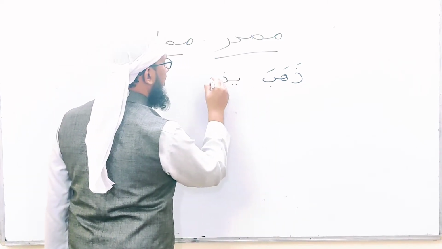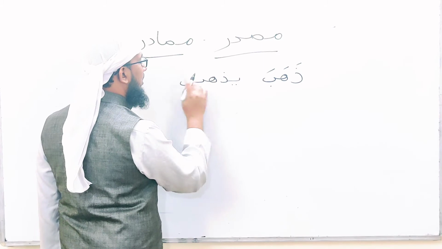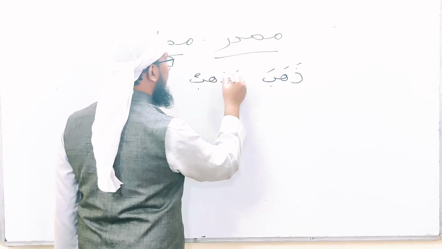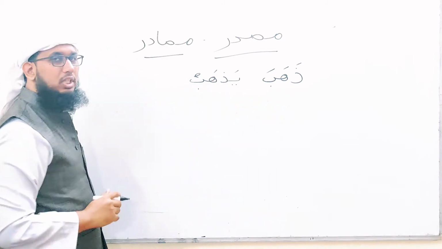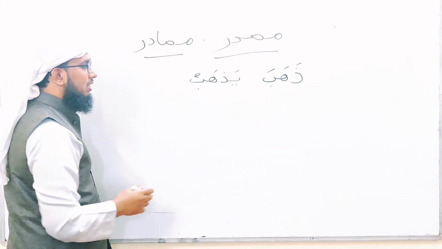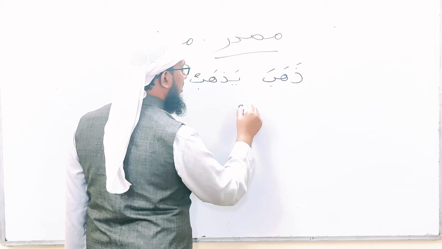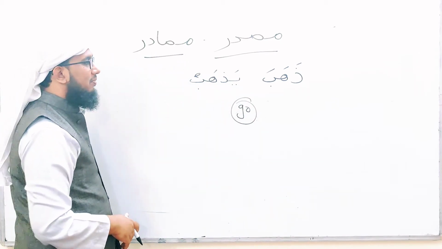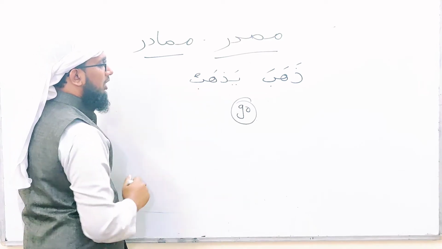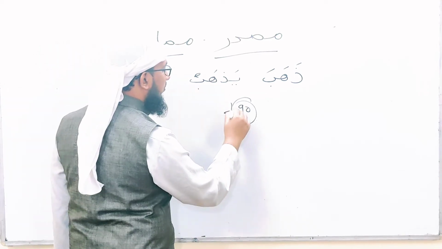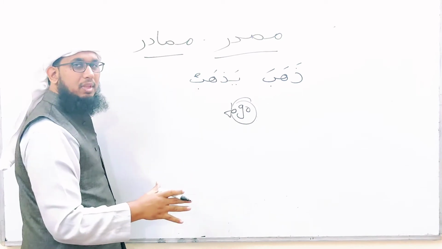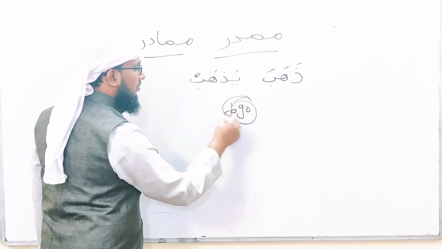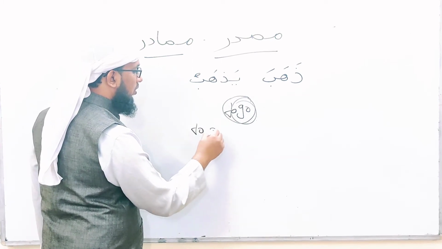Yadhabu, yadhabu, what is the meaning? He is going. He went, he is going. Now what is happening here? Going. Now going can be in fi'al mudari'. So what is happening? To go, this thing. So this is called as masdar. Okay, to go.